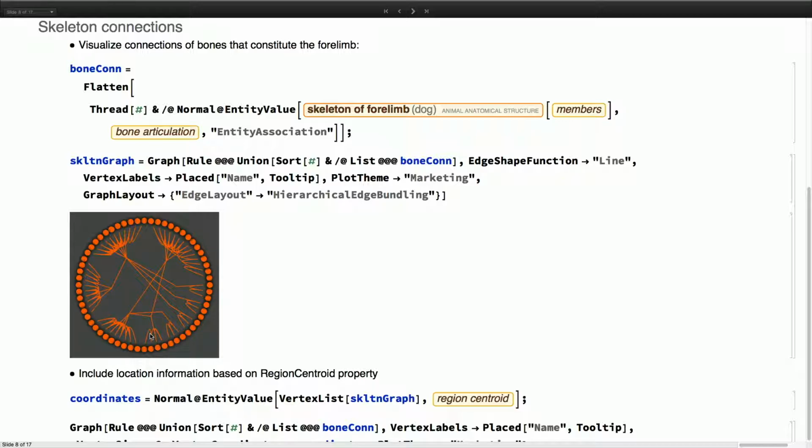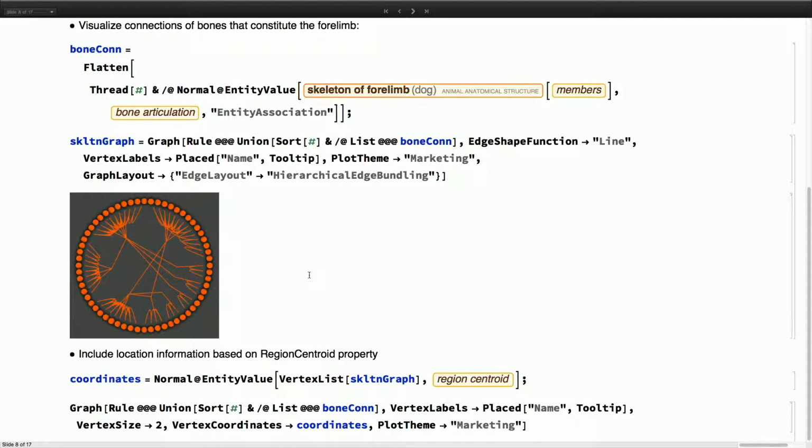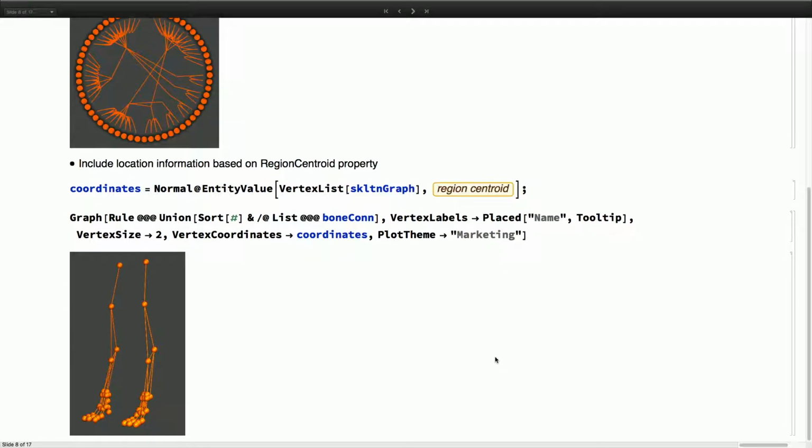But of course, it would be nicer if we add bone location information and include that in the graph. We can estimate the approximate location of the bone using the GraphicsRegionCentroid property and include that information in the graph. And here we have the bone skeleton connection graph with coordinate information included.